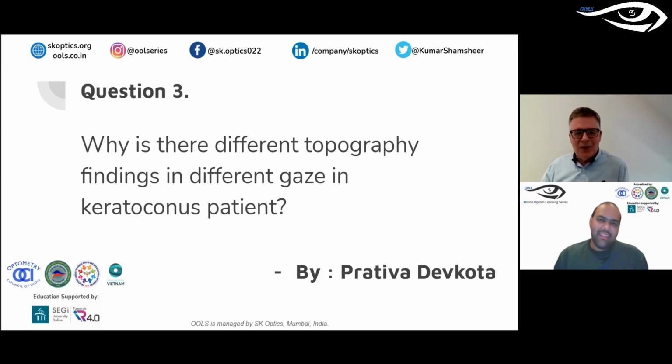I don't think there is one. I don't think there is a topographer. I think familiarity matters. My first topographer was the Keratron Scout, and I think that it's like the first car that you drove. You like it, don't you? Even though it was probably quite old and had limitations, your first car is your best car. So yeah, I like that one. I like the Medmont.